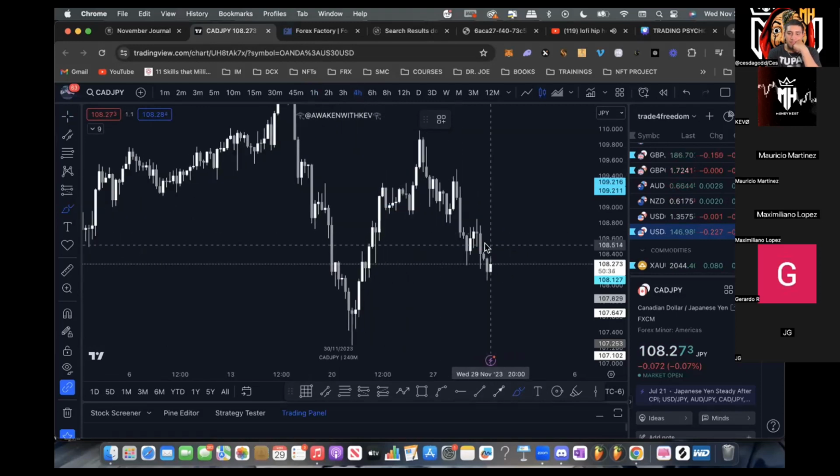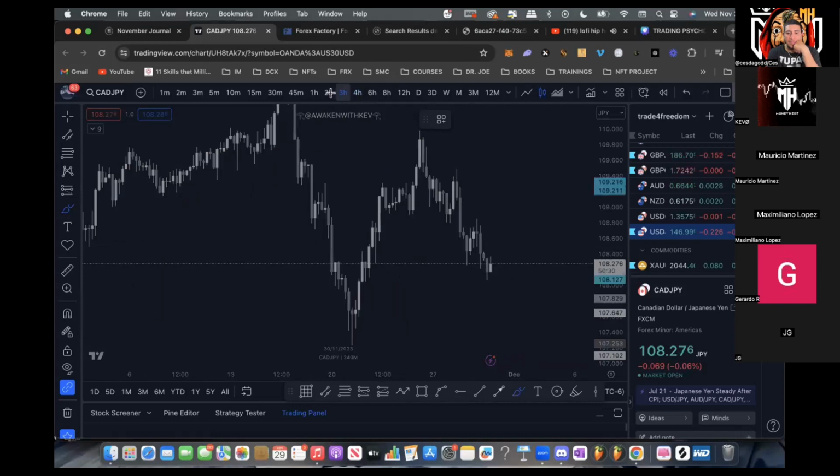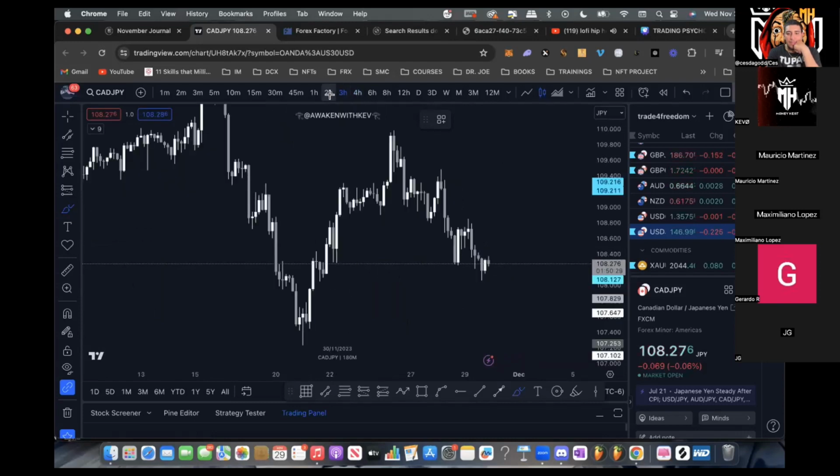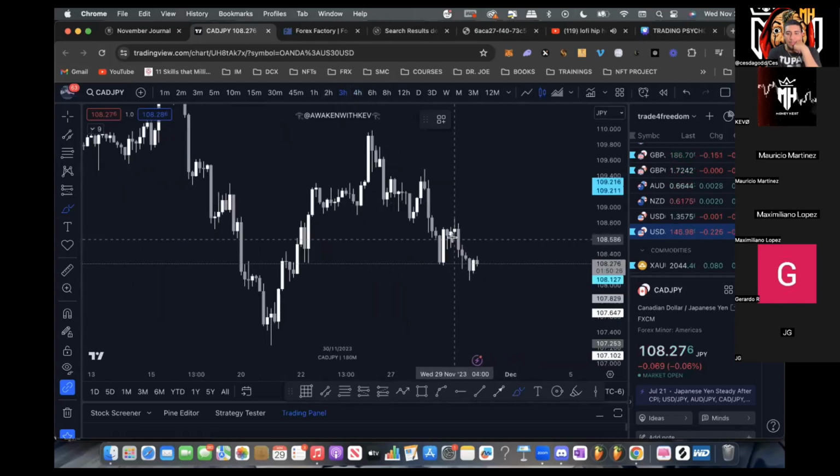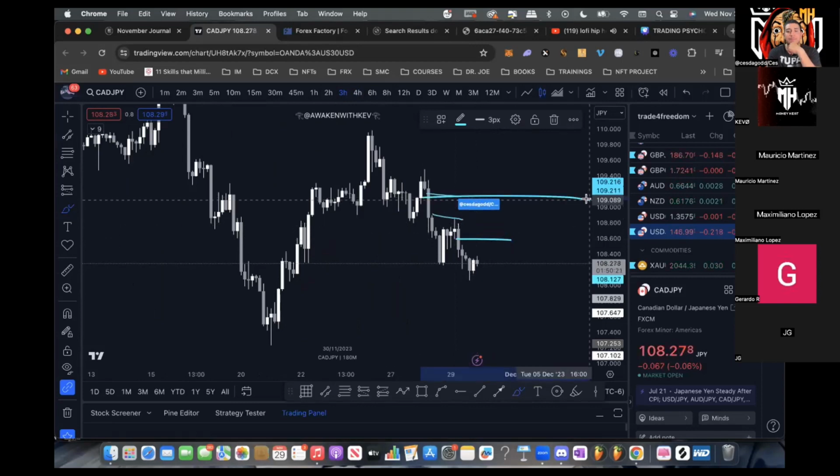Ooh, I like that. But that's where the concern comes in, because we still have the relative and that whole imbalance as well. I like these two areas. Or if we sweep that internal liquidity, I would happily take that.